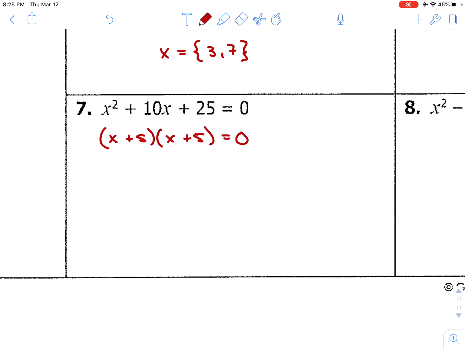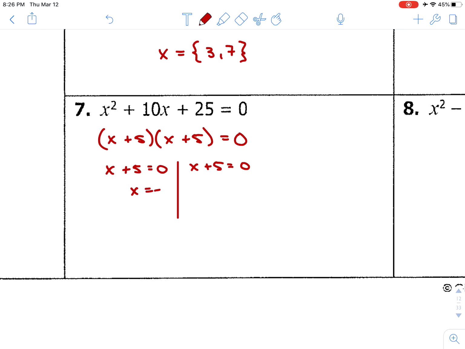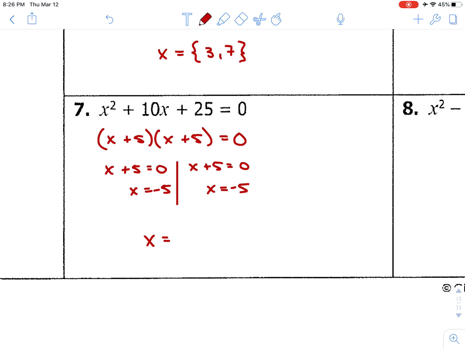So again, just like before, I want to set each factor equal to 0. So x plus 5 equals 0 and x plus 5 equal to 0. Now, in this case, I'm going to get the same thing each time. I'm going to get x equals negative 5 twice. Okay? There is actually significance to the fact that I get the same solution 2 times. For right now, we're not going to get into that, but there is a significance to that happening. Now, the one thing, I don't have to list the solution 2 times. I only have to write it once here inside of my curly brackets.